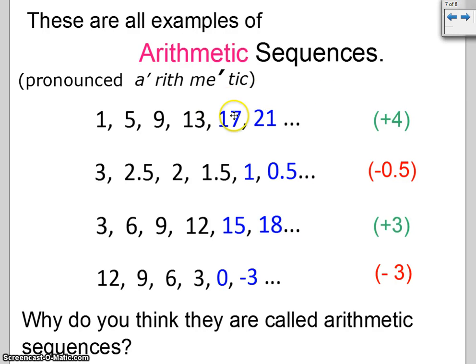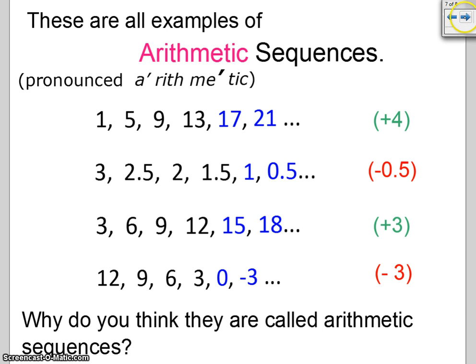So here, 17 was found by adding 4, and I repeated the process of adding 4 each time. Here, the next term was found by adding a negative 0.5 or subtracting 0.5, and the process was repeated each time. Same thing here, I added 3 each time, and the process was repeated. And then here I added a negative 3 or just subtracted 3, and again the process was repeated. So that's the main key that you need to know about arithmetic sequences, is that not only am I adding 4, but it is repeated with each term. Each term I have to add 4 to it.